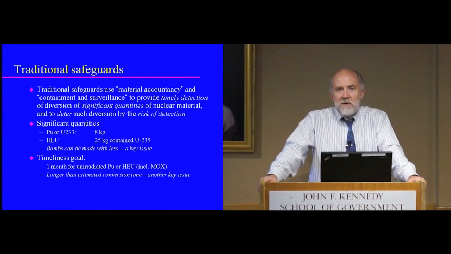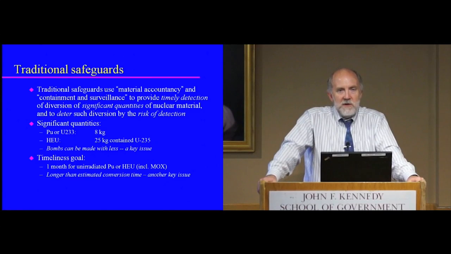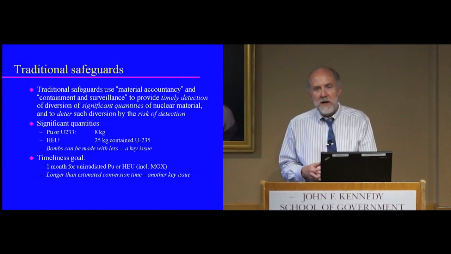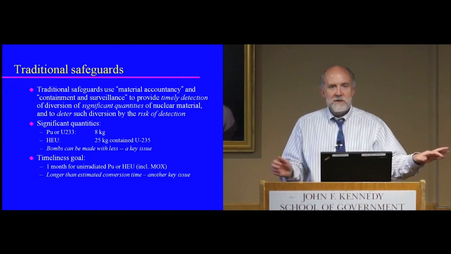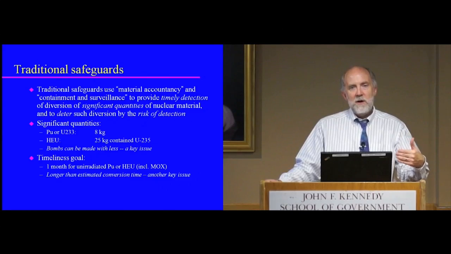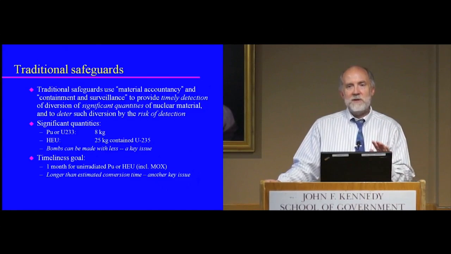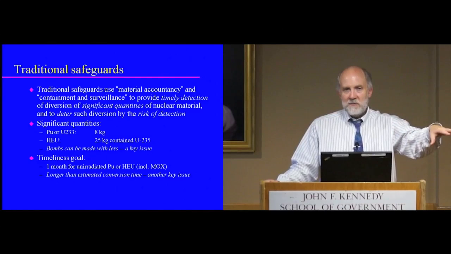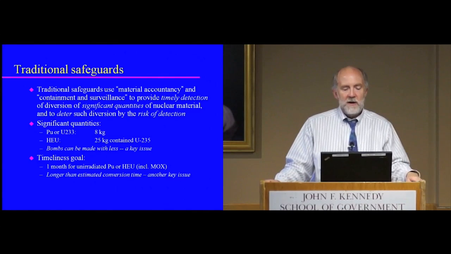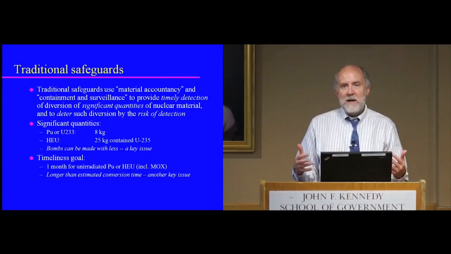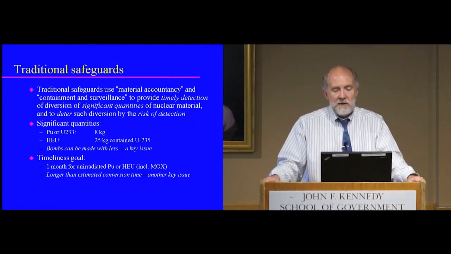So let's talk first about traditional safeguards. So this was the safeguard system that was established after the Nuclear Non-Proliferation Treaty had been negotiated. There were a few safeguards in place before the NPT that were basically intended to support nuclear exports, where an exporter would say, I will sell you this reactor, but only if it has inspectors to make sure you're only using it for peaceful purposes. But most of the safeguards came into being when the Nuclear Non-Proliferation Treaty came into being.